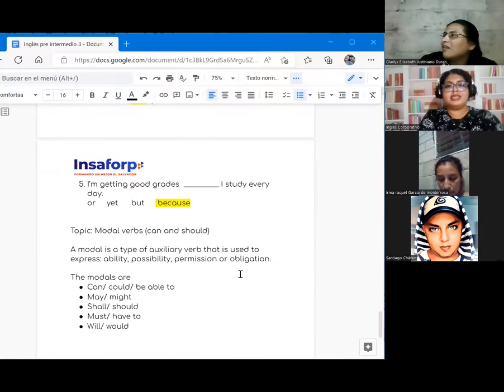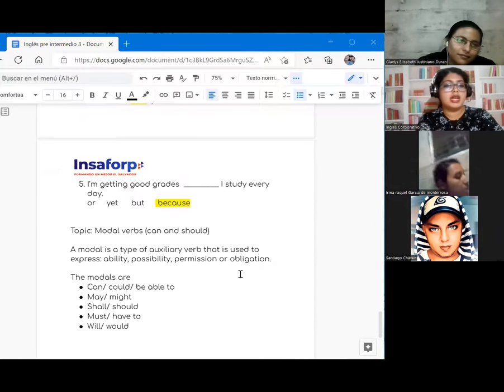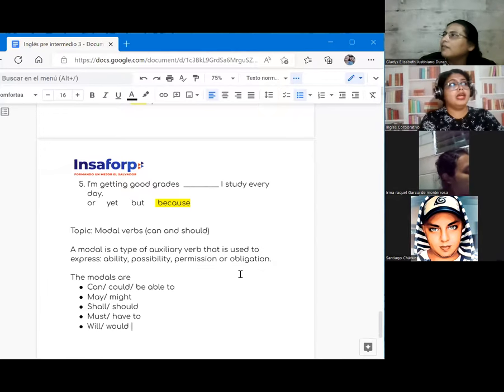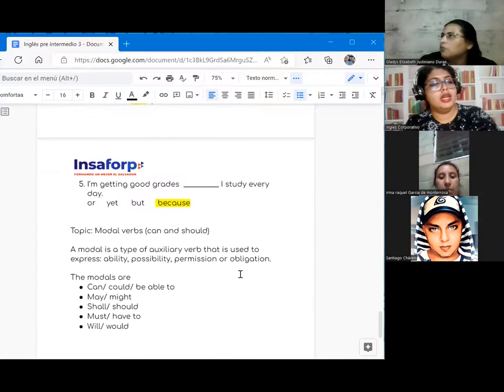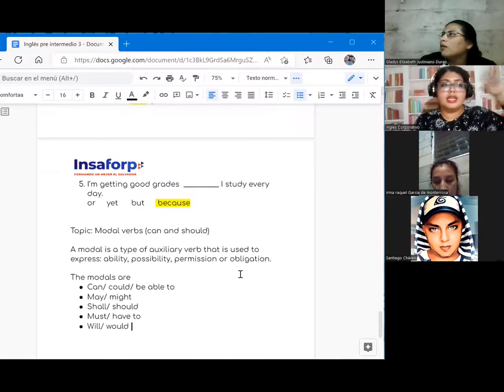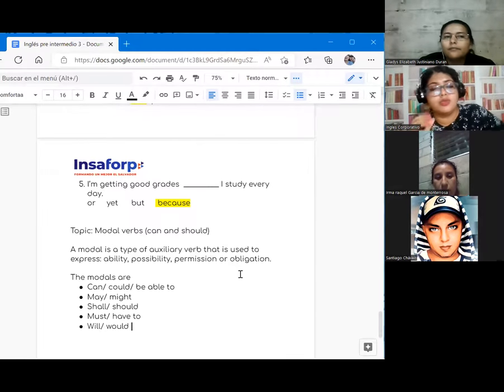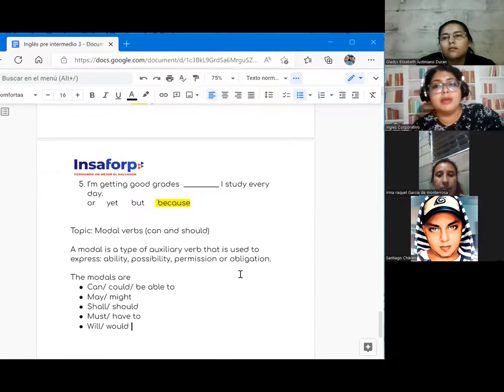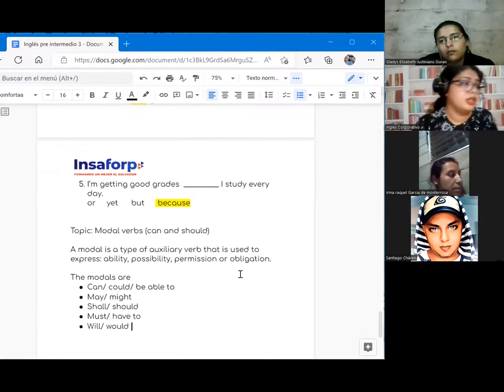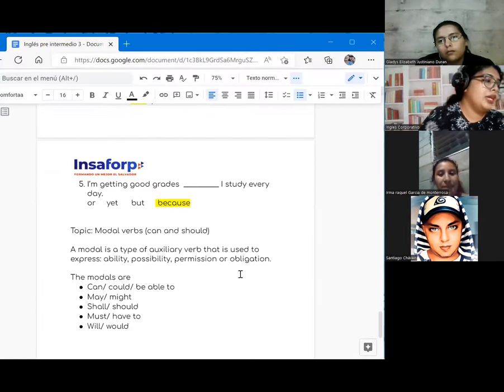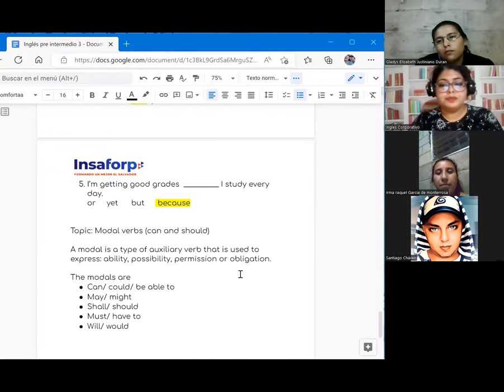So we have here this list of words that function as modals, and we are going to see in which cases we can use these modals, because they can be used for specific things: for ability, for possibility, for permission, or for obligation. And also we are going to see some examples in which we can apply these modals to express something. For example, with can, could, and be able to. That is the first one that we're going to see.